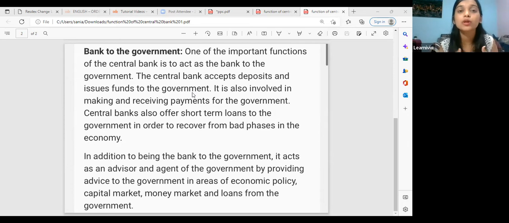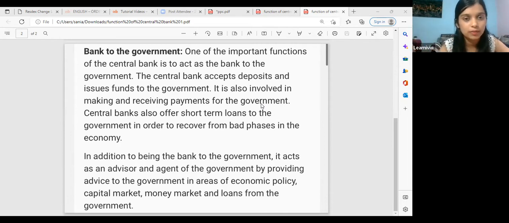Plus, for example, I want some loan, I want some fund. I'll go to commercial bank, but government will go to central bank. So what does central bank do? Central bank accepts deposits and issues funds to government or provides loans to the government. This is the first point, and it is also involved in making and receiving payments for the government. For example, I want to receive money from one of my friends.